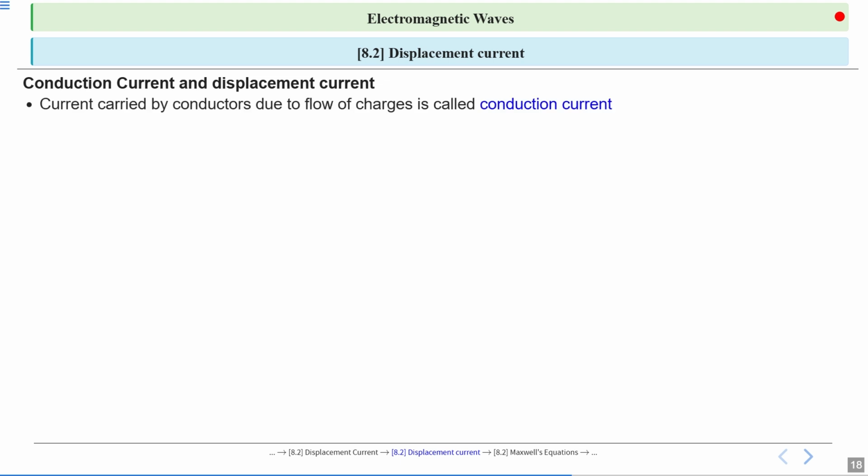Now, current carried by conductors due to flow of charges is called conduction current. Charges are flowing in the wire. Due to the flow of charges, that's why it's called conduction current. So that normal current we have discussed that is flowing through the wires is known as conduction current.